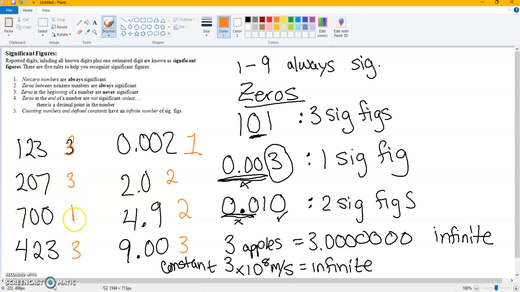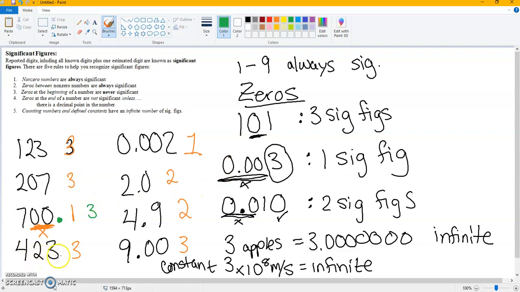The next one only has 1 because these zeros are trailing zeros and they are never significant, unless I put a decimal point there, then I'm saying they are. So if there's a decimal point, then all 3 of those are significant. I know, weird but true. If there's not a decimal point, there's only 1 sig fig. Trailing and leading zeros are always worthless. They don't have any sig figs.